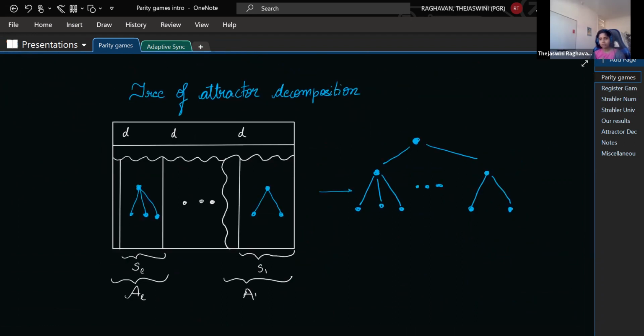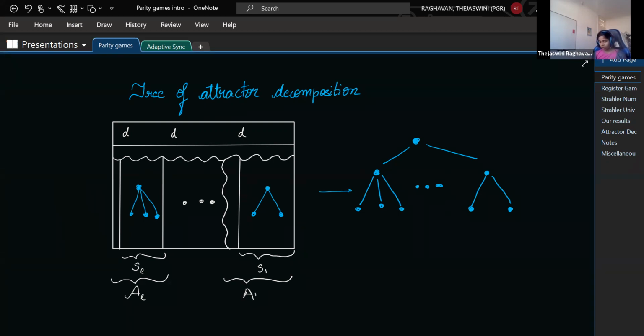You want to just make sure that if you start a play and it remains in one of the subtrees, you don't want it to see high odd priorities in the subgames. So now we'll define the tree of an attractor decomposition, and it's defined as follows. If your attractor decomposition was trivial, in that it just contained an attractor to a high even priority, then the tree would be just a dot, or one vertex.